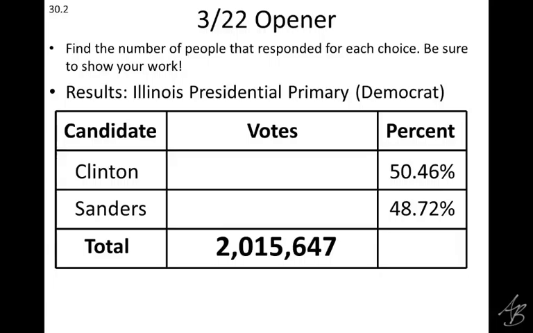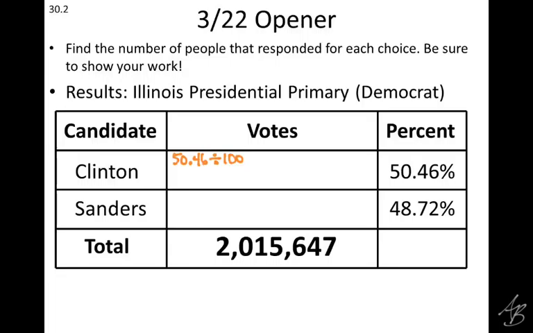So how am I going to figure out how many people voted for Clinton here? We know that 2 million and some change people voted, and we know of those 2 million, 50.46% voted for Clinton. So how do I figure out how many voted for Clinton? Emily? You take 50.46% and divide it by 100, and then you multiply it by the total. Good. So 50.46% means 50.46 out of 100. So if only 100 people voted, we would have had just over 50 people voted for Clinton. So that'd be just over half, right?